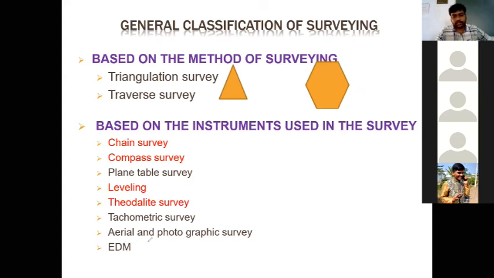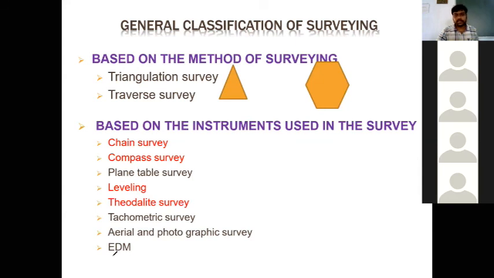Next, coming to aerial and photographic survey. I was talking about photogrammetric survey; photogrammetric survey and photographic survey are the same, don't get confused. Whatever view we get from the top view, we capture all of it and present it in terms of a plan or a map. That comes under aerial and photographic survey.